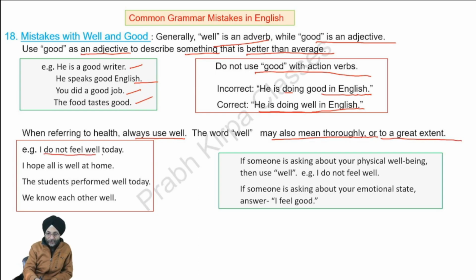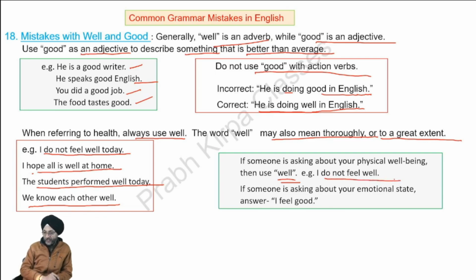Examples are: I do not feel well today. I hope all is well at home. The students performed well today. We know each other well. If someone is asking about your physical health, then we should use the word well. For example, I do not feel well today. If someone is asking about your emotional state, emotions, then an example may be, I feel good.